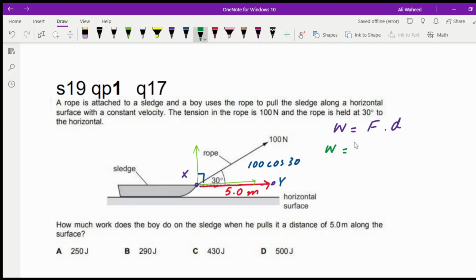And how much is that? It is 100 cos 30. Or you can find the value first and then plug it in here. And the distance covered was 5 meters. So cos 30 would be 0.866.